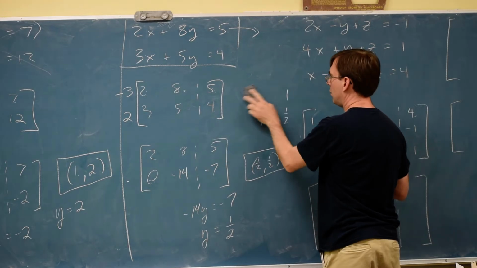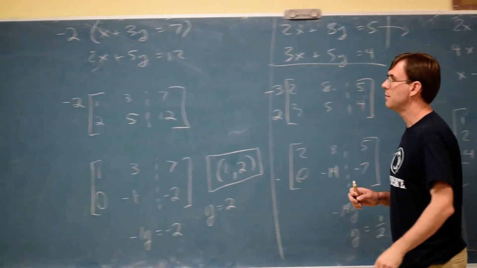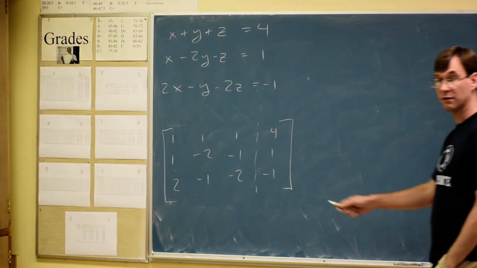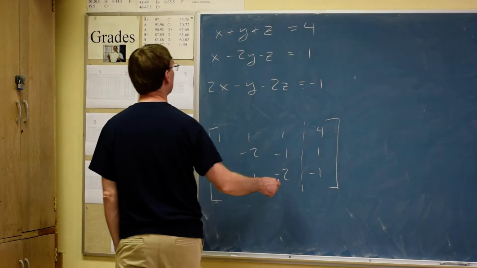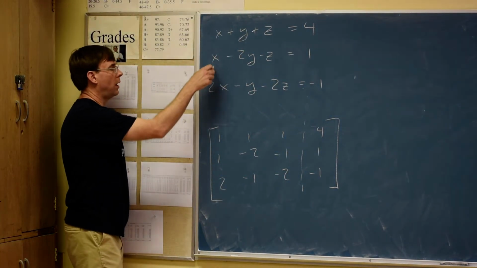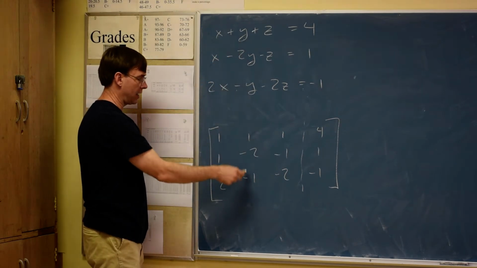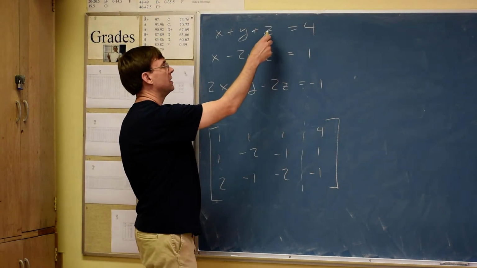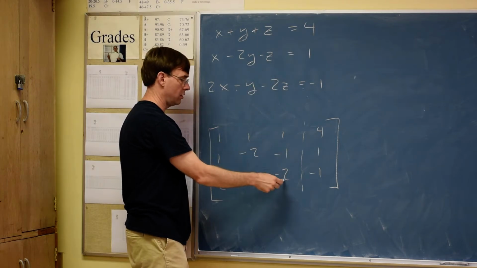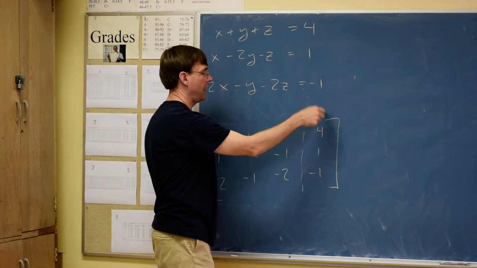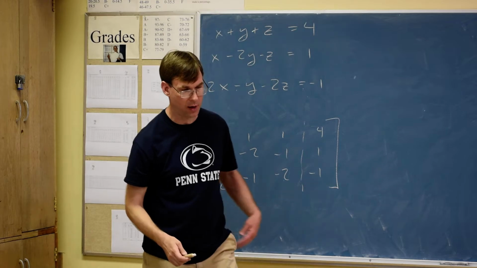I'll take a stroll back to the left and do this 3 by 3. This is the first problem from the notes. X's, I have 1, 1, and 2 stacked. Y's, I have 1, negative 2, negative 1 stacked. Z's, I have 1, negative 1, negative 2 stacked. 4, 1, and negative 1 in the stack across the dotted line.